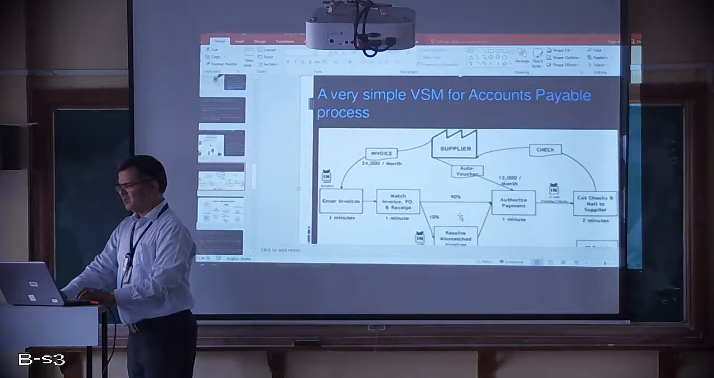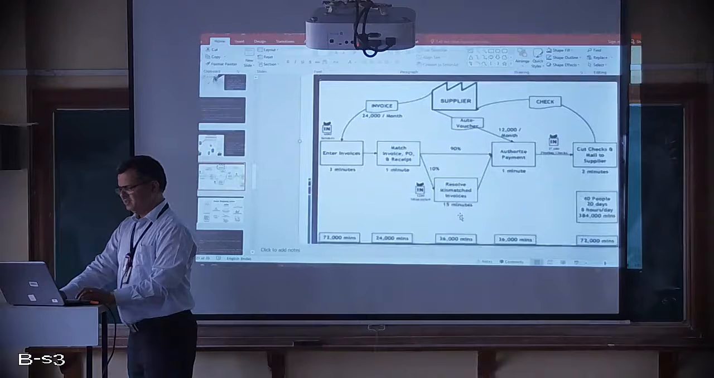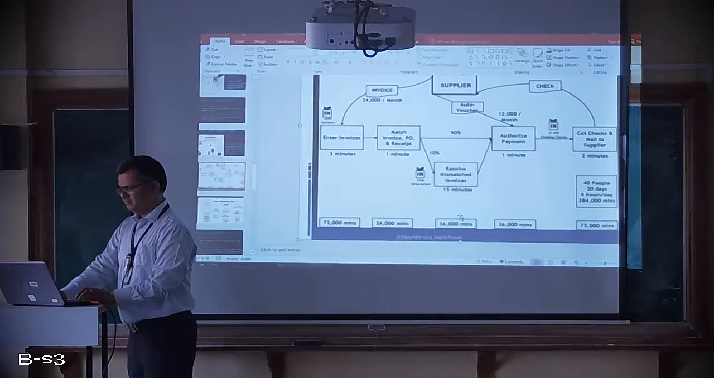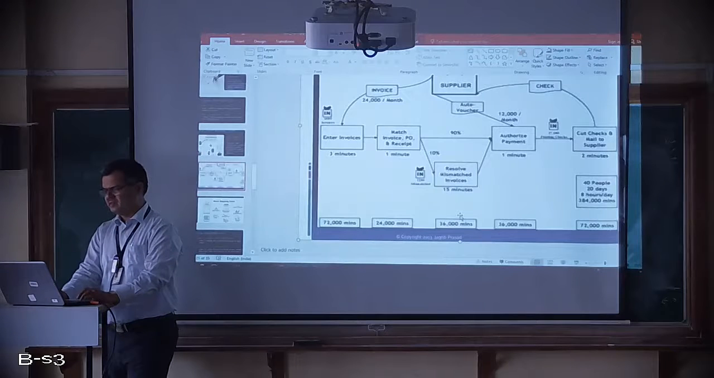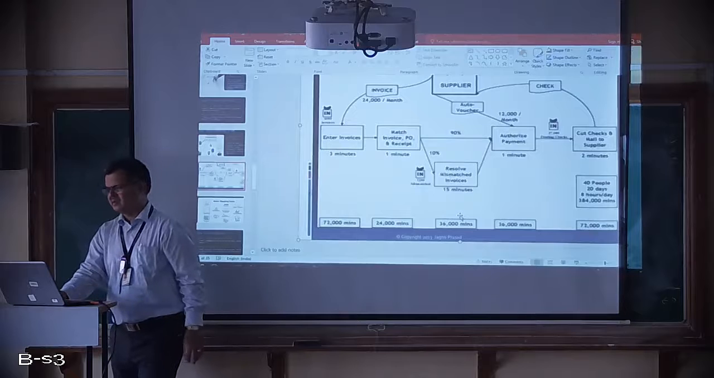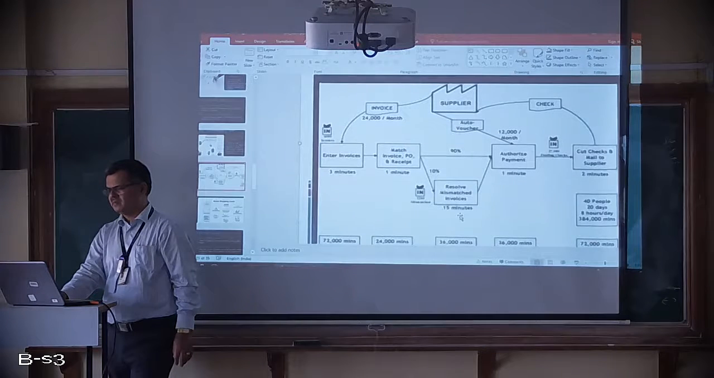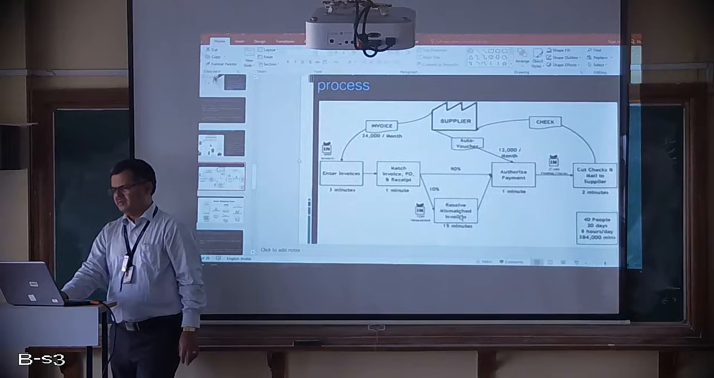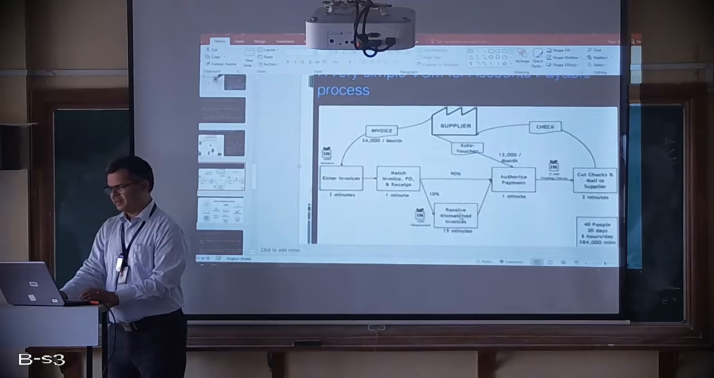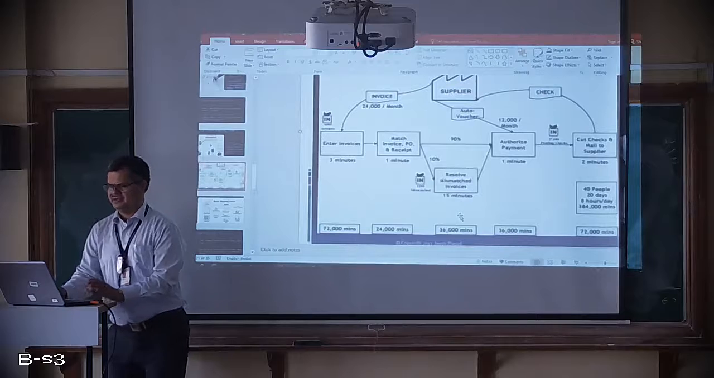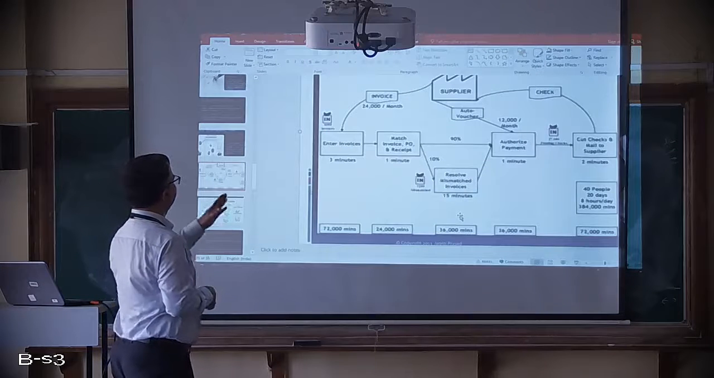A very simple value stream mapping for the accounts payable process is shown here in a small format, indicating how things are moving and how much time is involved. It is shown in a similar manner to the loan approval example shown previously. So here it starts.